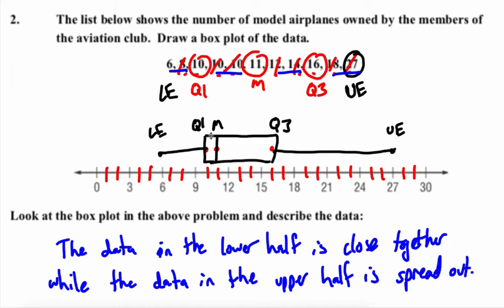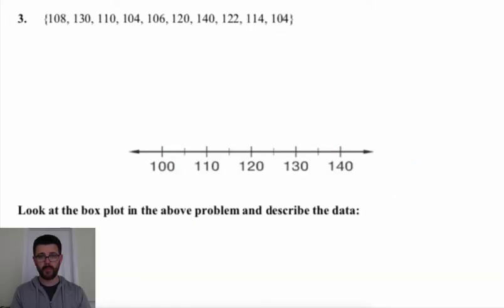So think of it. These are kind of short, so that means the data is close together. Just from 6 to 10, that's not very far apart, or 10 to 11. On the other side, they start to get more spread out. 11 to 16 and 16 to 27. They're longer because that data just isn't very close. It's kind of spread out.